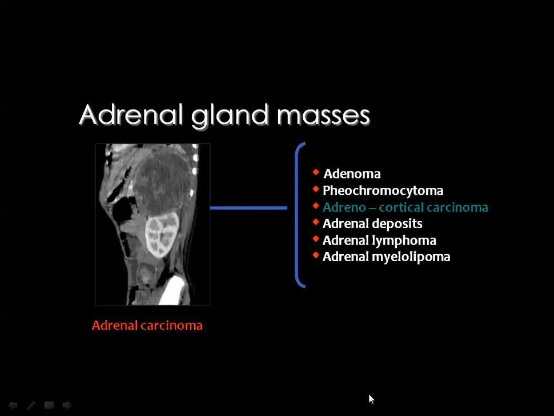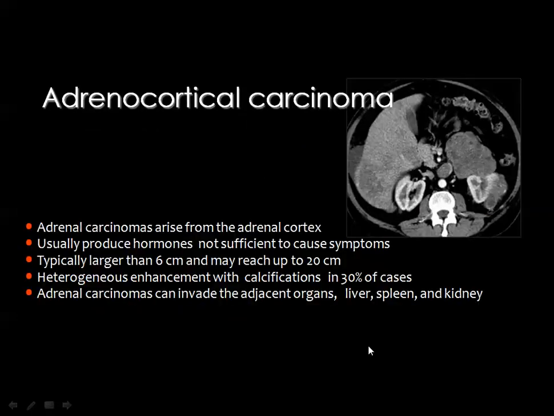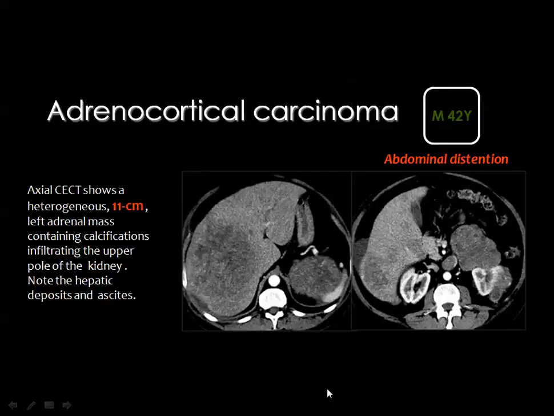Then we come to the adrenal gland adrenocortical carcinoma, and this carcinoma, as the name says, arises from the cortex, and it is usually a big mass ranging from 6 to 20 centimeters in diameter, and it shows heterogeneous enhancement with areas of breakdown, and in about 1/3 of the cases, calcium can be seen within the tumor. Adrenal cortical carcinoma can spread by locally invading the liver or the spleen or the kidney.